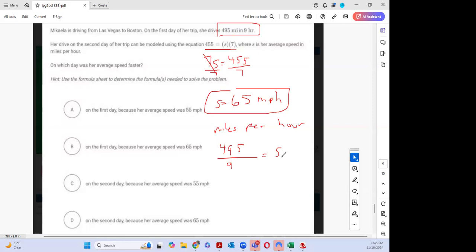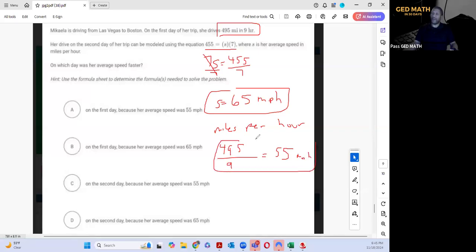Wait a minute. Oops, 4. 9 times 5 is 45, and 49 minus 45 is 4. So we bring down that 5. How many times does 9 go into 45? Well, we just said it, 5. So 55. On the first day, she averaged 55 miles per hour.